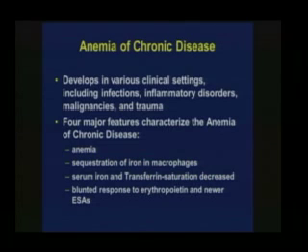The anemia of chronic disease can be seen in various clinical settings, including chronic inflammation, infections, malignancy, and trauma. And 4 features characterize the anemia of chronic disease. There's, of course, a low hemoglobin, the sequestration of iron inside macrophages, serum iron and transferrin saturation are both decreased, and there's a blunted response to erythropoietin or the newer ESAs.